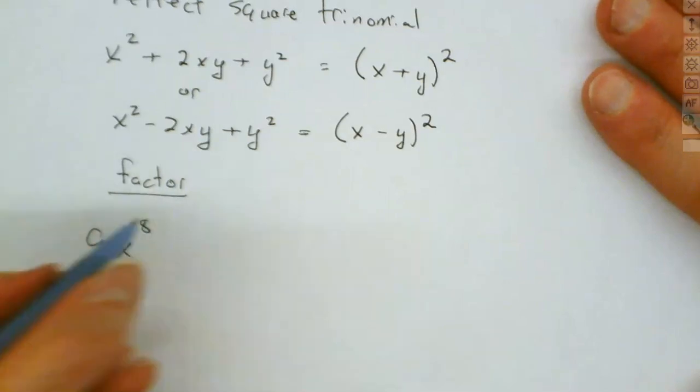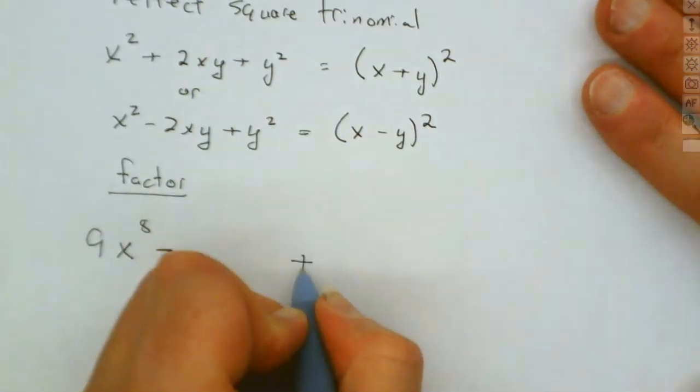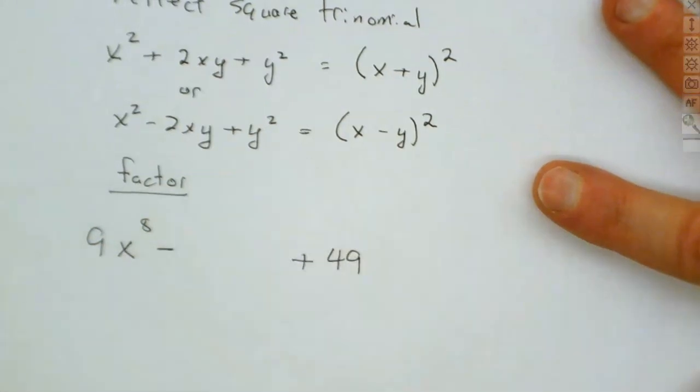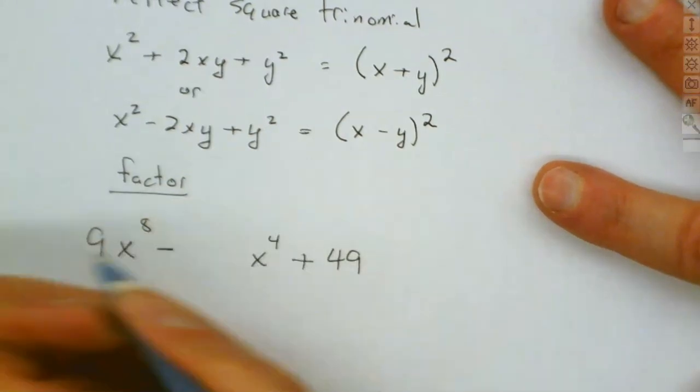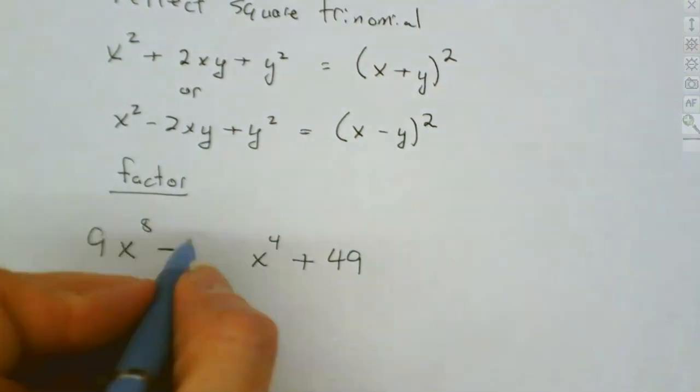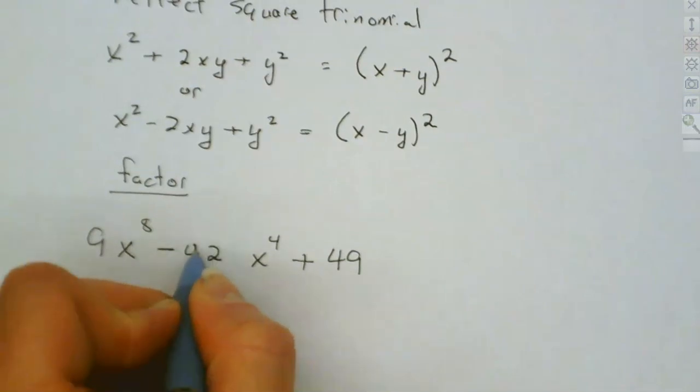Let's use x to the 8th. Let's use a minus here. Let's use a 49 here. x to the 4th in the middle. Okay, let me just work this out, make sure we get something that'll work here. 9 is a perfect square of 3, right? 49 is a perfect square of 7. We need a 42 in the middle.